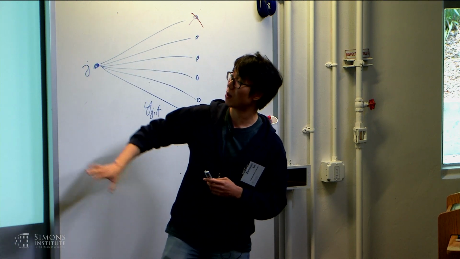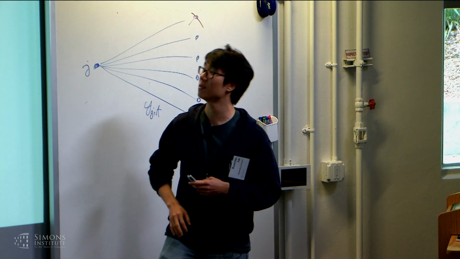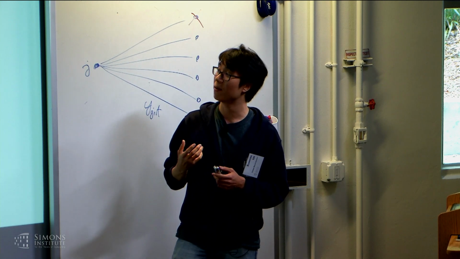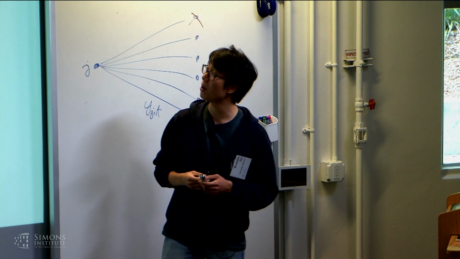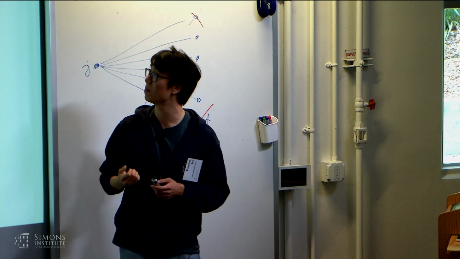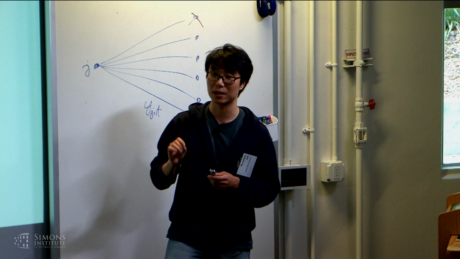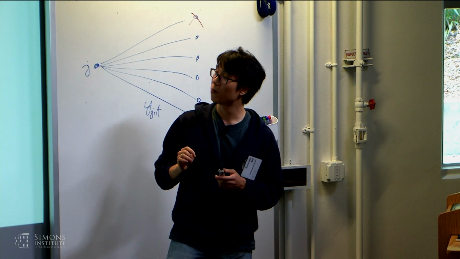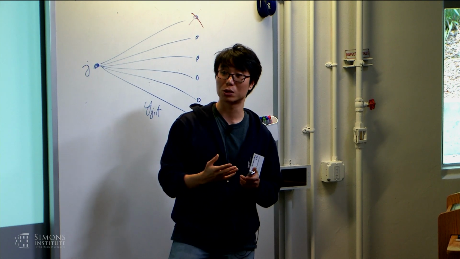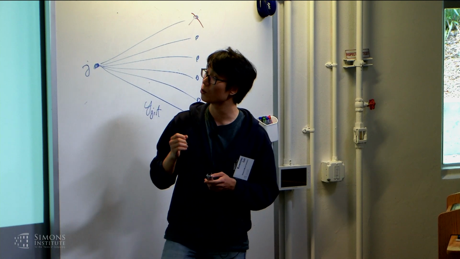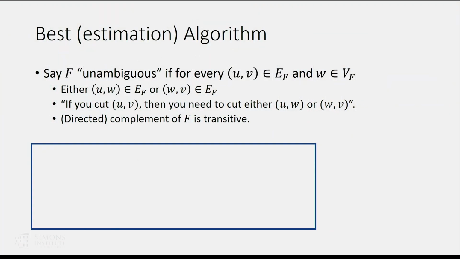So here's the algorithm. The algorithm fits in this box. It's very simple. Let's say that a directed graph F is unambiguous if for every edge UV of this graph and every third vertex W, either UW is an edge or WV is an edge. Okay? So if you interpret F as a demand graph, which we will, it means that if you want to cut UV, then you need to cut either UW or WV, which is very natural. Okay? And it's equivalent to saying that the directed complement of F is a transitive graph.